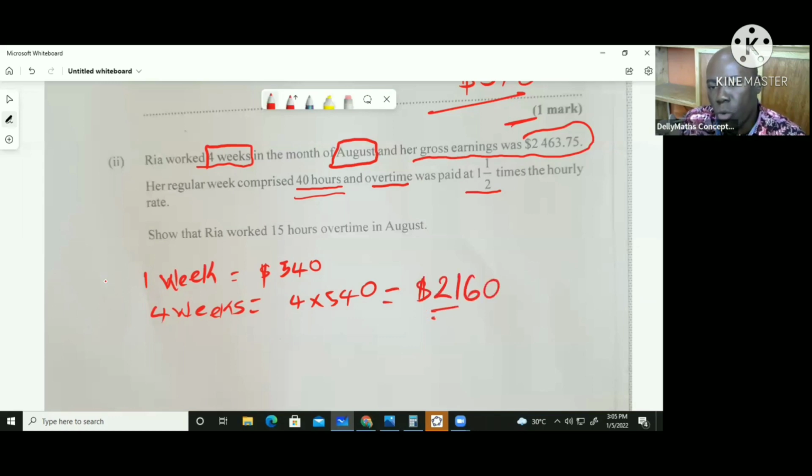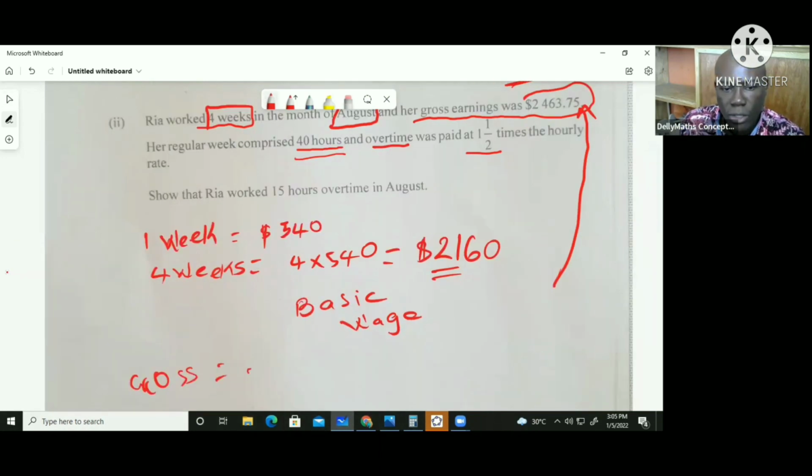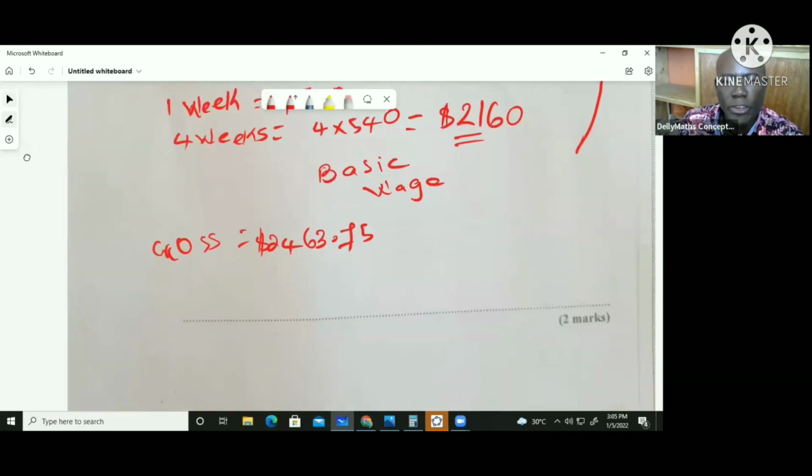So that is what she would have earned ordinarily. This is the basic wage that she would have gotten when she's not doing any overtime. But definitely we saw that overtime was done because she got more than that, right? So watch this. The gross is $2,463.75. This is the amount she made with overtime combined with her regular.